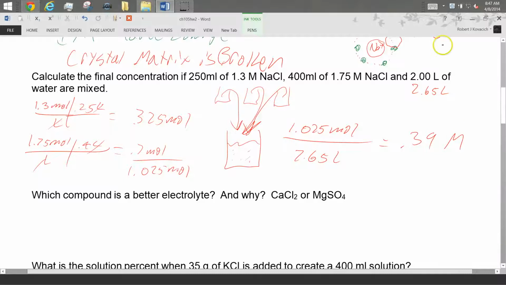All right. How about this next one? Can you? The one we just did, where'd you get the 0.25? 250 milliliters. Oh, okay. Just move the decimal place over 3 spots.